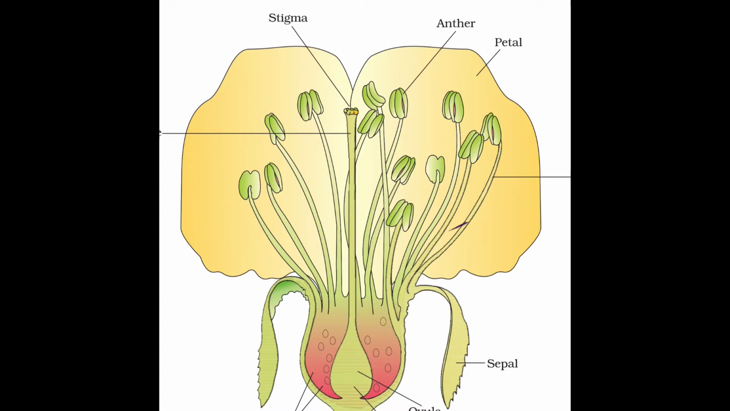And what comes after fertilization? Formation of zygote, development of embryo, and double fertilization, which leads to endosperm formation. All will come in after fertilization stages. So let's discuss our today's topic, microsporogenesis in flowering plants.